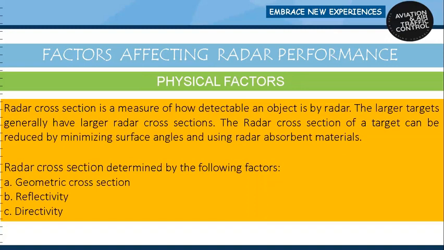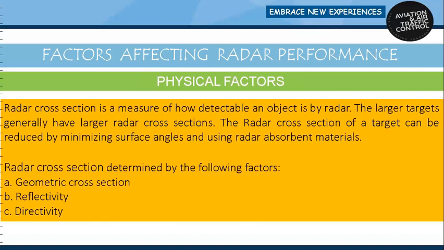Physical factors affecting radar performance. Radar target resolution is a measure of the ability of a radar system to distinguish between two or more targets in close proximity, either by range or azimuth. Radar cross-section is a measure of how detectable an object is by radar. Radar cross-section does not imply a simple relationship to the physical size of the object. However, the larger targets generally have larger radar cross-sections. The radar cross-section of a target can be reduced by minimizing surface angles and by using radar absorbent materials.